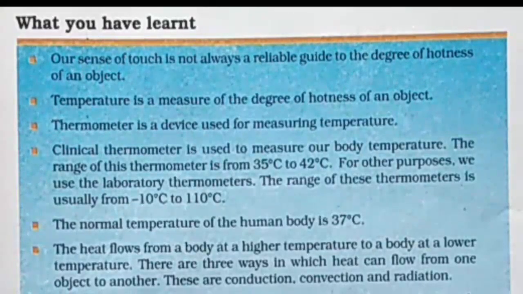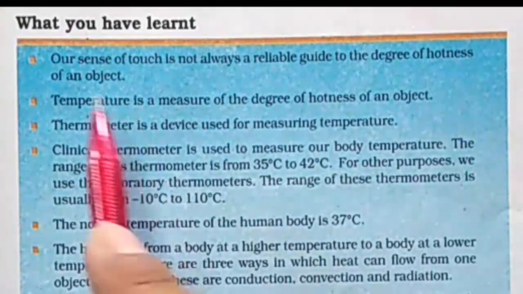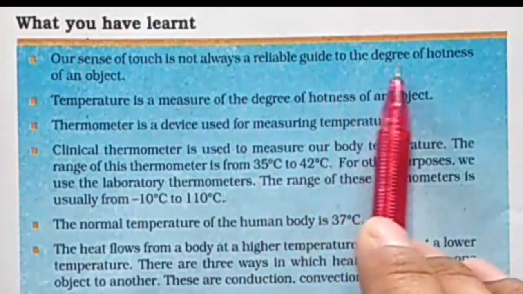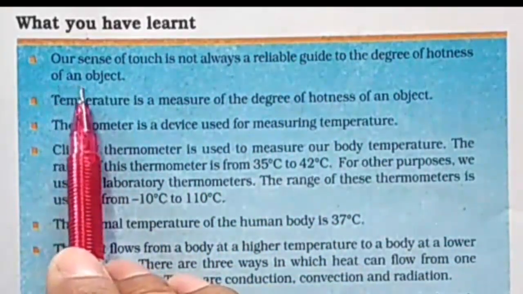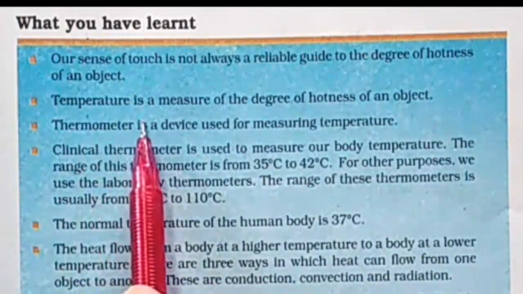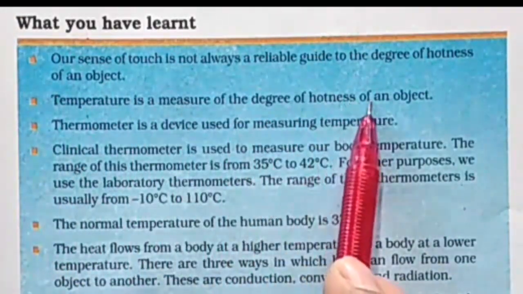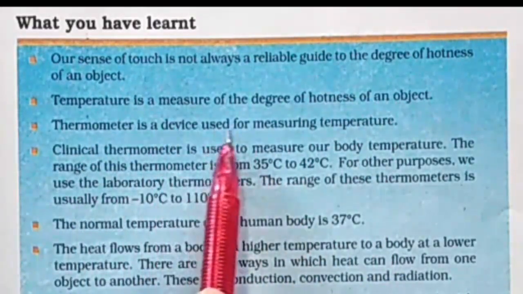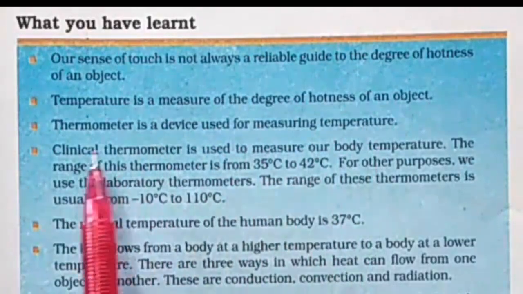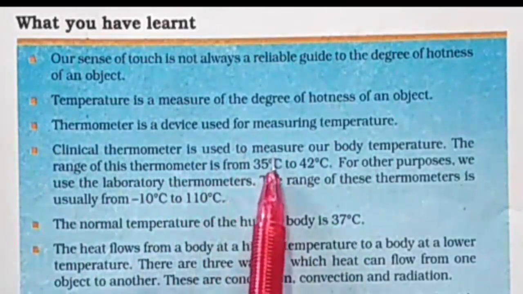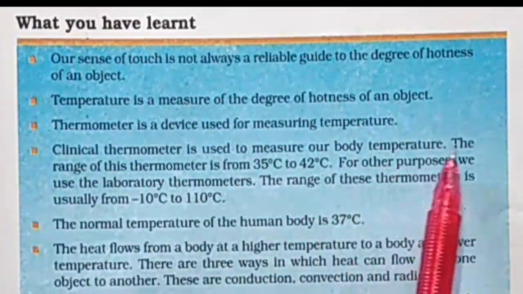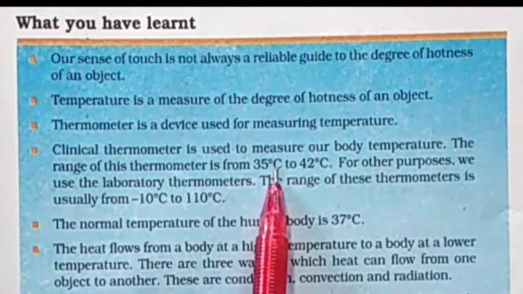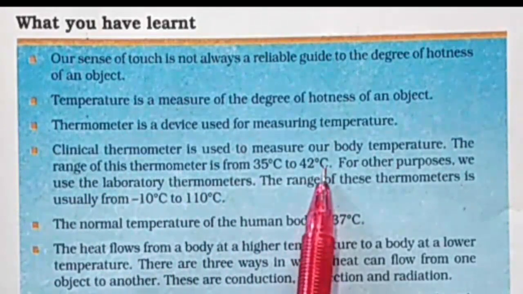Let's see what we have learned in this chapter. Our sense of touch is not always a reliable guide to the degree of hotness of an object. Temperature is a measure of the degree of hotness of an object. A thermometer is a device used for measuring temperature. A clinical thermometer is used to measure our body temperature. The range of this thermometer is from 35 degrees Celsius to 42 degrees Celsius.